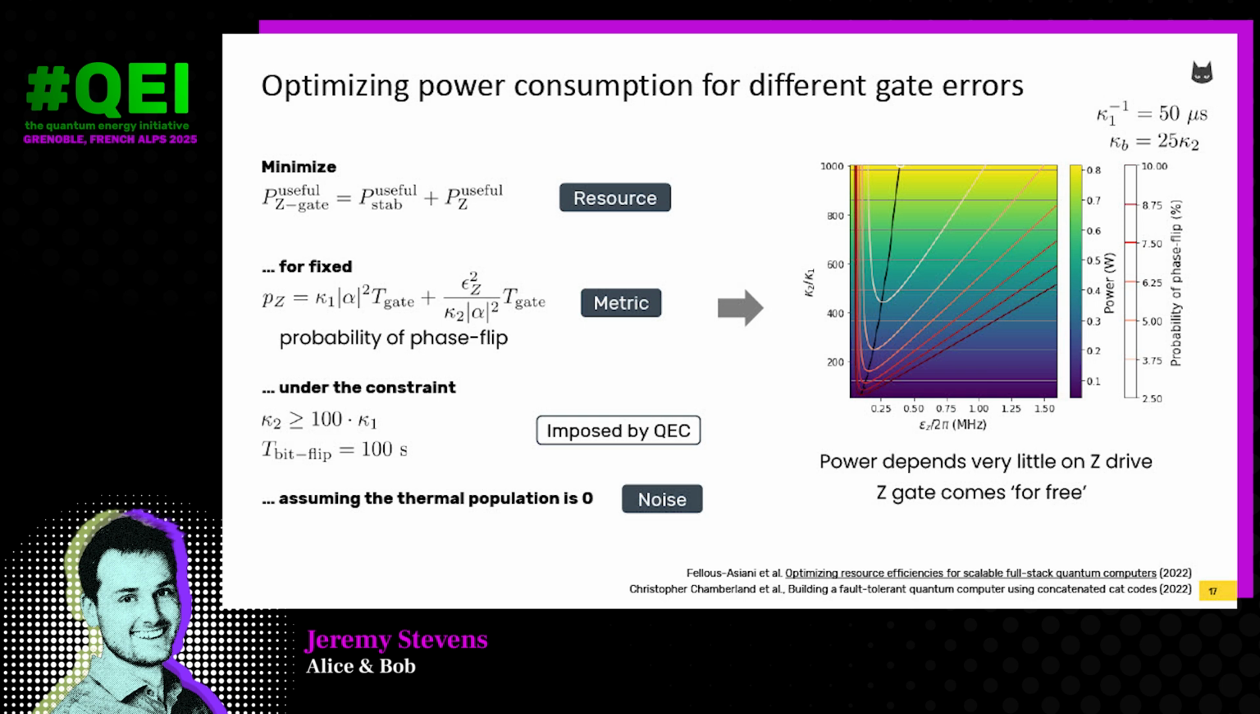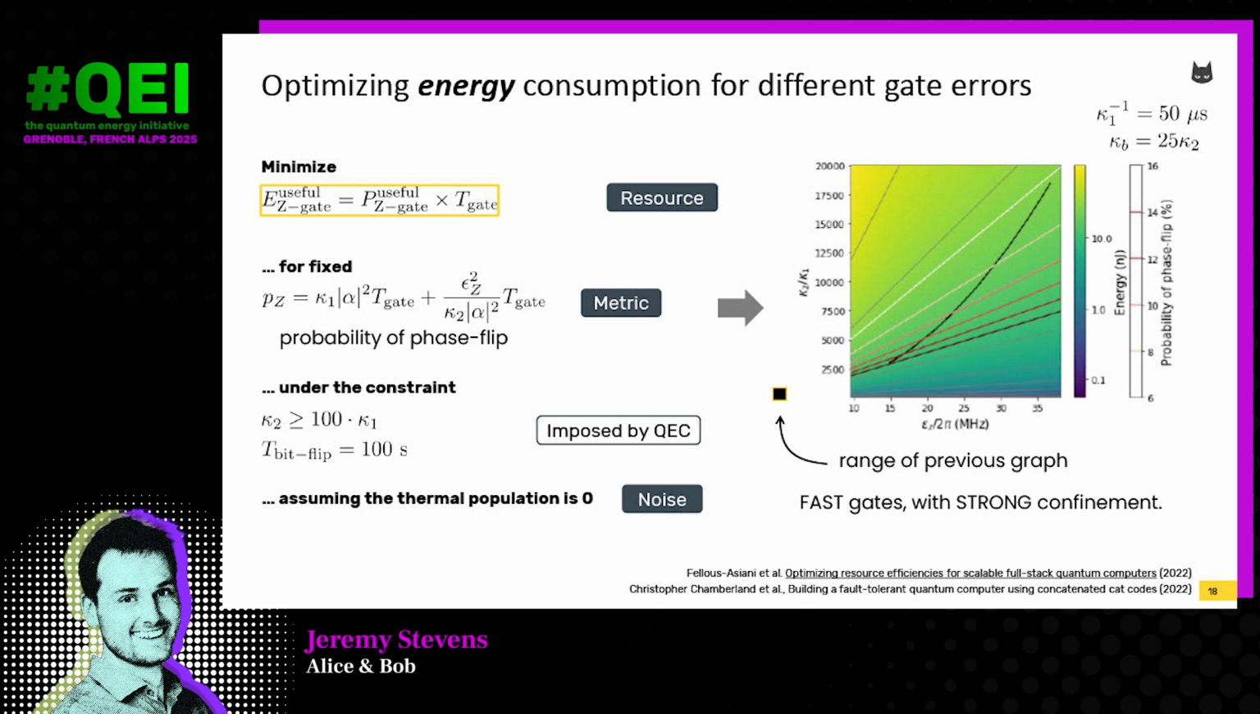So one of the things that you can ask yourself is, we call it quantum energy initiative and not quantum power initiative, right? So what happens if I optimize the energy instead? Now the metric has changed. It's just the power I had previously times the gate time. And actually, this changes the picture completely. So now the color scale is the energy. I've still got the same lines as previously, just the gray lines are now the ISO energy lines. And you'll see that the range of the graph is completely changed. I was looking in this little black box in the previous slide, and now I've zoomed out completely. I've gone to the top right-hand corner. And I've got this black line now, which corresponds to minimizing the energy for each gate fidelity.